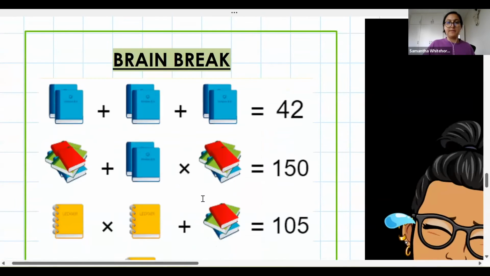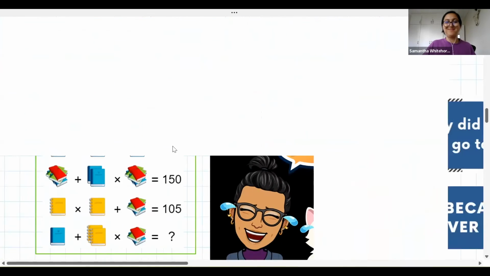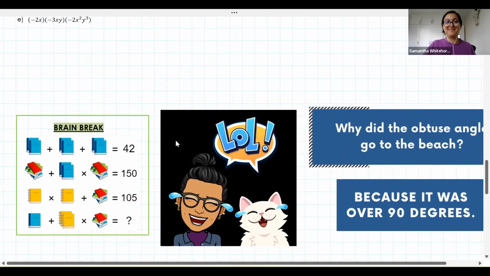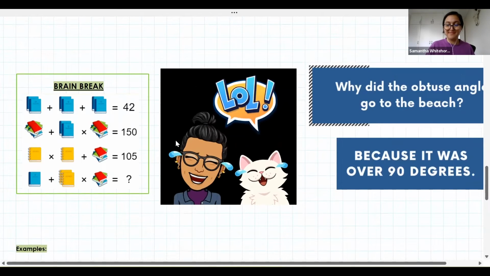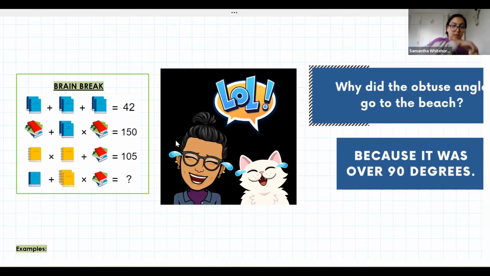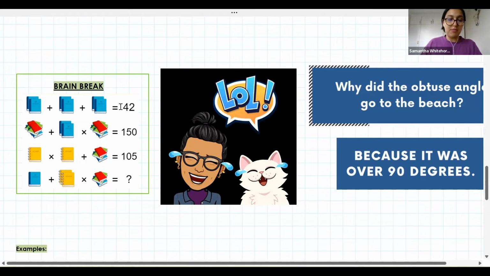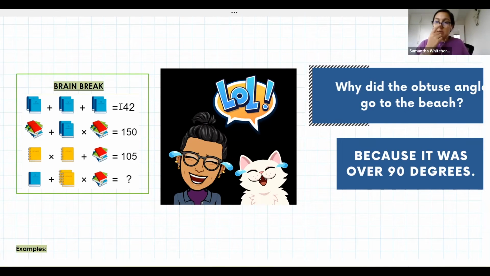All righty. Great. They did really good work, my people. Well done, guys. We deserve a brain break now. Definitely. Alrighty, guys, so here's your brain break. You've got your joke there. I will make the brain break bigger so that you can see the pictures quite clearly.